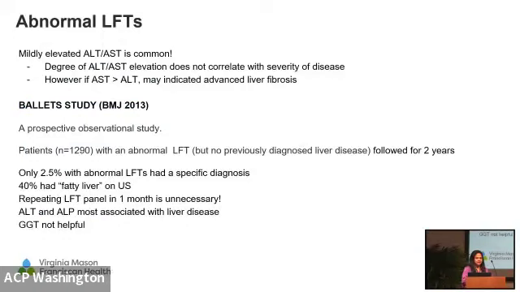Mildly elevated ALT and AST is quite common. And what's important to remember is the degree of ALT and AST elevation does not correlate with the severity of the disease. For example, if you have a patient with an ALT or AST of 40, 50, which is not very high, that does not mean they do not have steatohepatitis. That does not mean they do not have liver fibrosis. However, what is important is if the AST-ALT ratio flips. Normally the ALT is higher than the AST, but when the AST becomes higher than ALT, in the absence of alcohol especially, then you must consider advanced liver fibrosis.